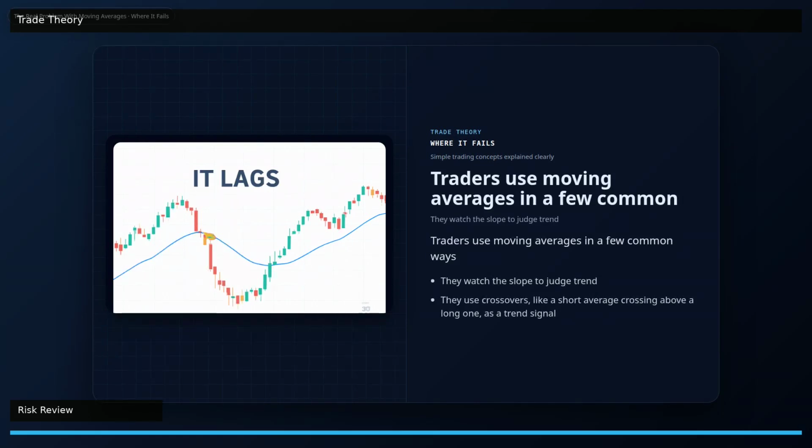Price can poke above a moving average, fail, then reverse again before the average has even caught up. If you trade every touch as if it matters equally, you will overtrade and get chopped up.